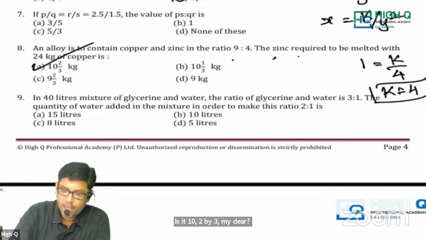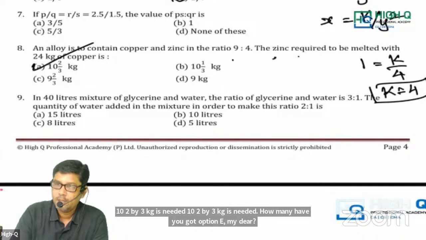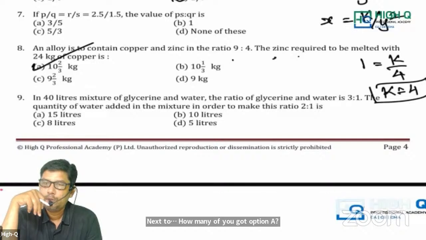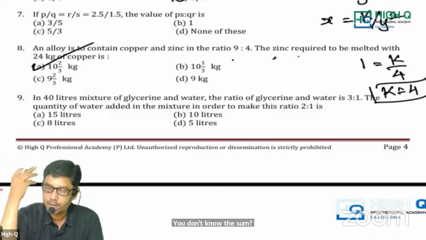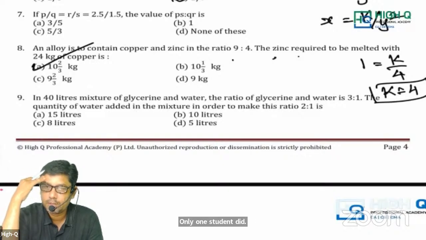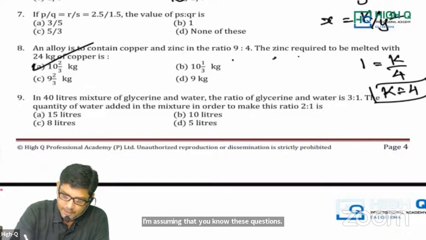How many of you got option A, my dear? Next. How many of you got option A? No one. Hey, you don't know the sum? Only one student did, Adara. I'm assuming that you know these questions. See, this type of question, please expect.